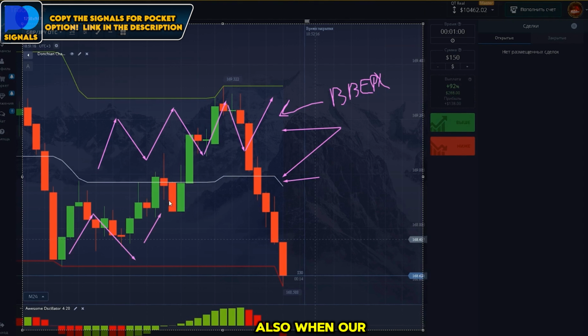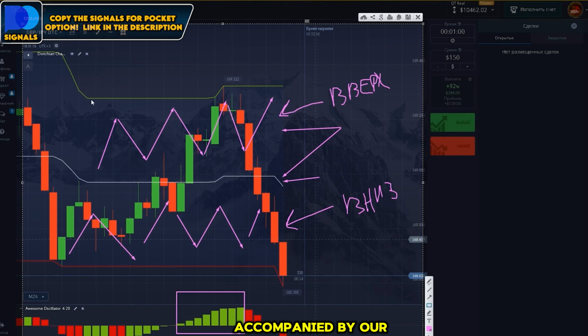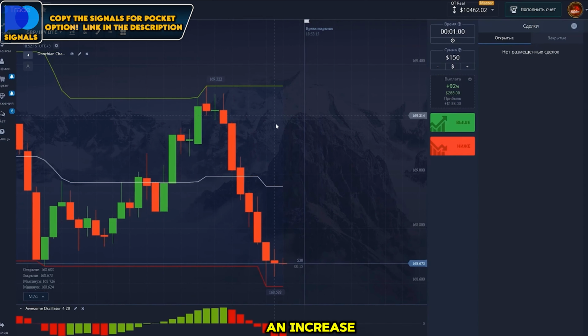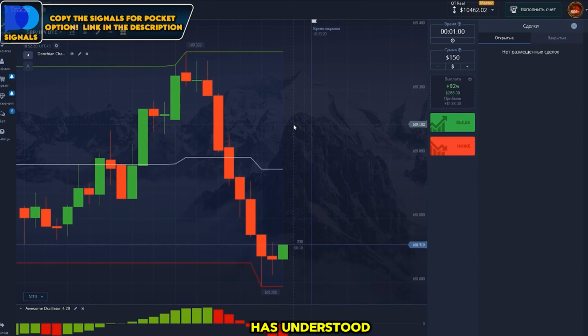Well, for example, also when our price moves below our middle line, yes, it also gives us a signal down. That is, when the price moves below the average, the potential for opening a trade is, of course, for a decrease. So, that's how it is. But also, we always pay attention to our oscillator, to our chart, when our price moves in the upper area, and this is accompanied by our green charts. This definitely indicates an entry for an increase. Well, it also works in the opposite direction. I think everyone has understood.